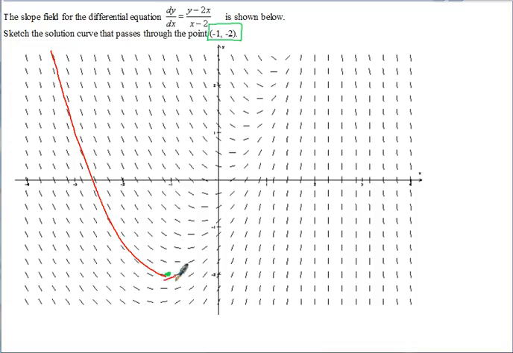Here. Like this. So, somewhat parabola like here. Alongside the parabola. So again, what this is is the graph of one particular solution.